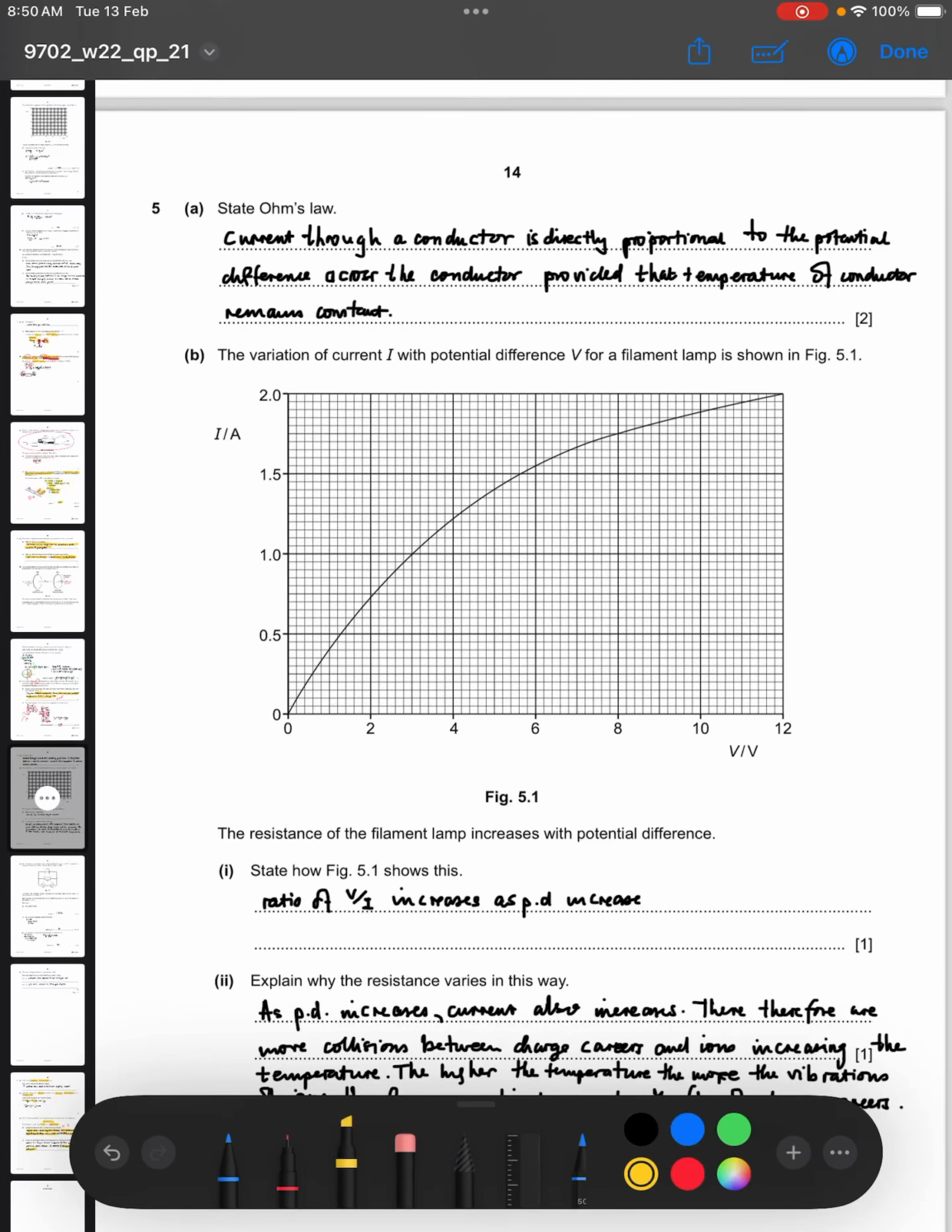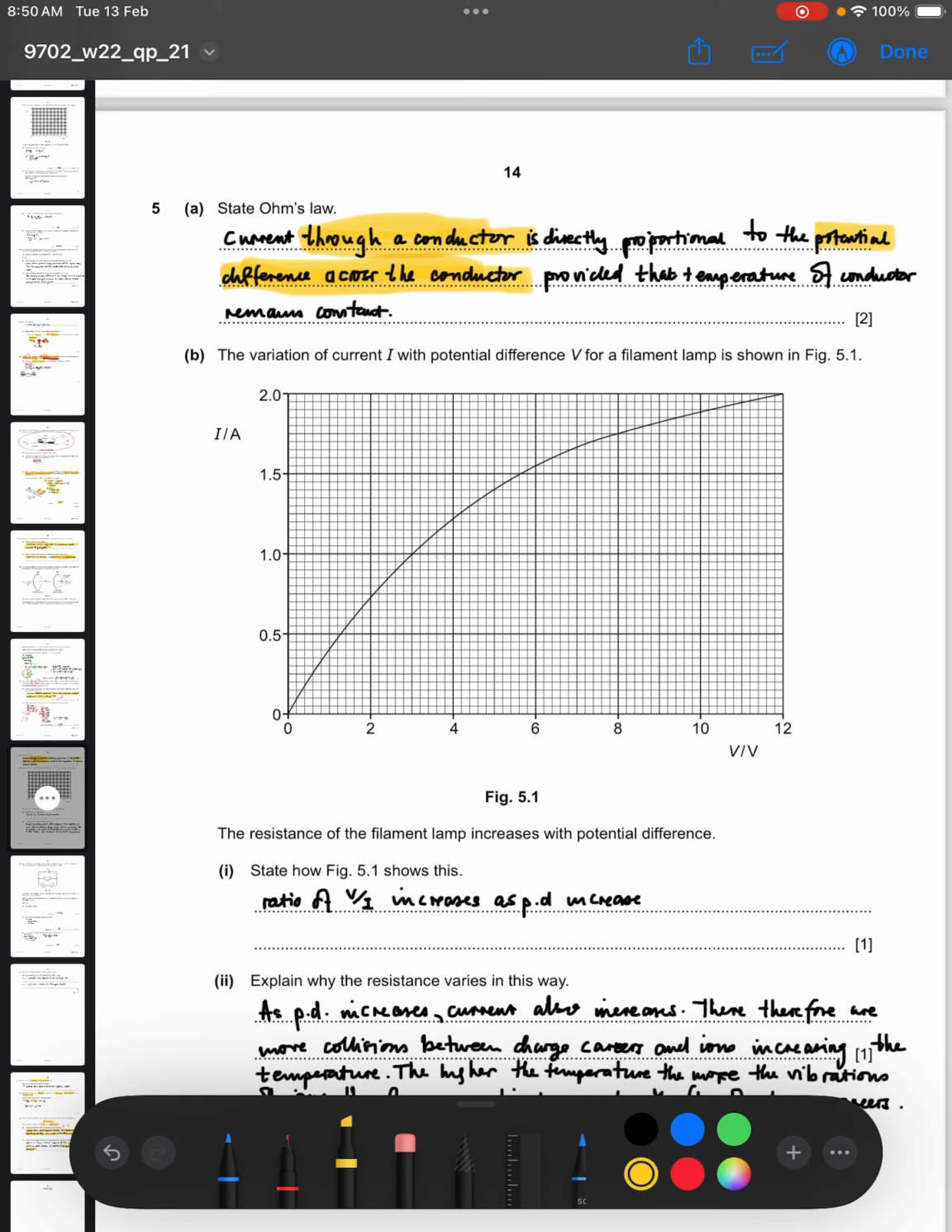Question says state Ohm's law. So Ohm's law says the current through a conductor. Remember, current goes through. The current through a conductor is directly proportional to the potential difference across. So the potential difference is across the conductor, whereas the current is through a conductor.